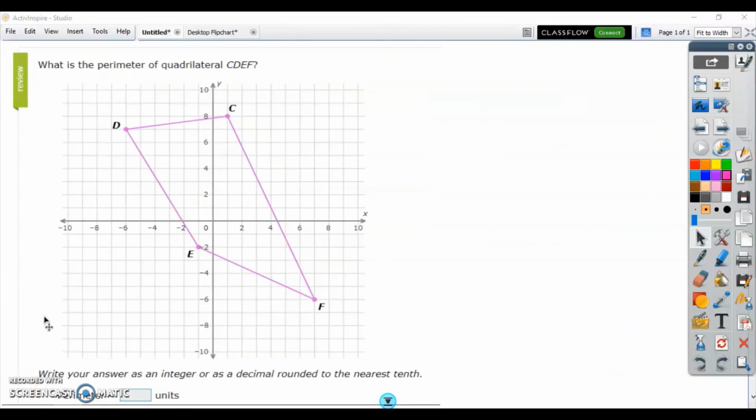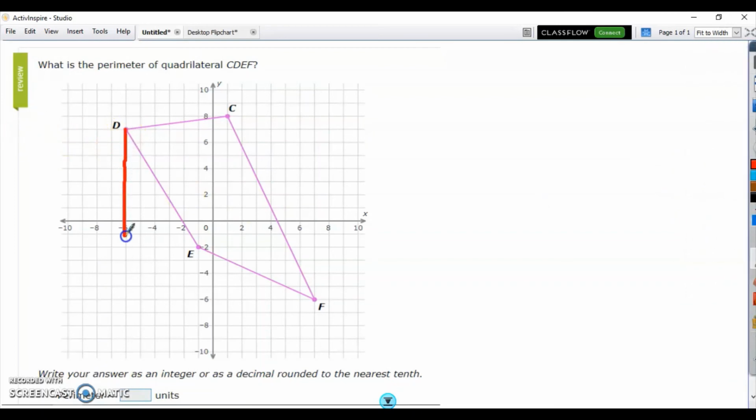All right, here's an additional problem I pulled off of IXL. What's the perimeter of this quadrilateral CDEF? We're going to have to use the same techniques that we've been using. We're going to need to create right triangles. So I'm going to show you a couple of those right triangles real quick. So there's one right there.